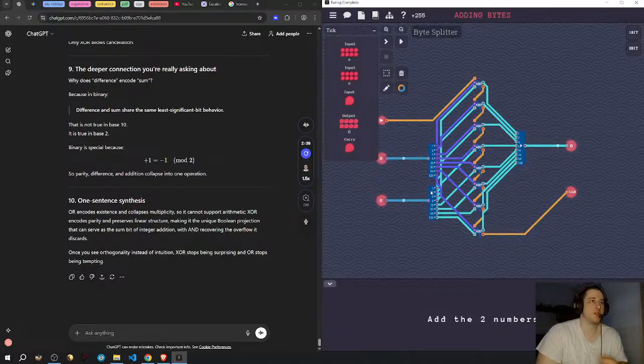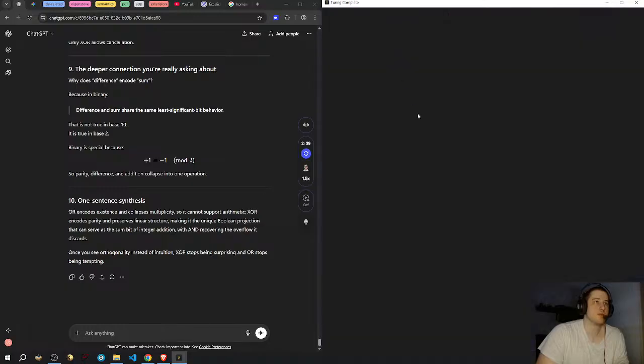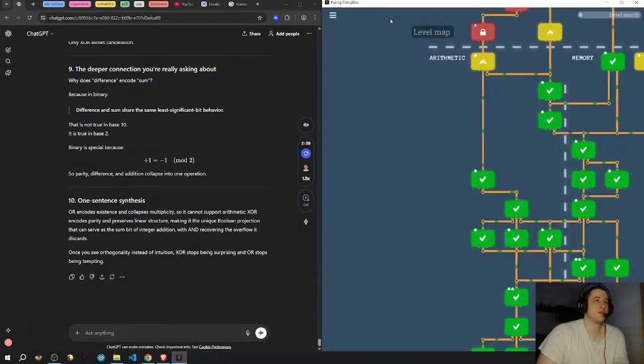It's just adding the 2 bytes here using this adder gate that we built. This is the full adder that we built there on the other level. Just negating the value. Not interesting as well.